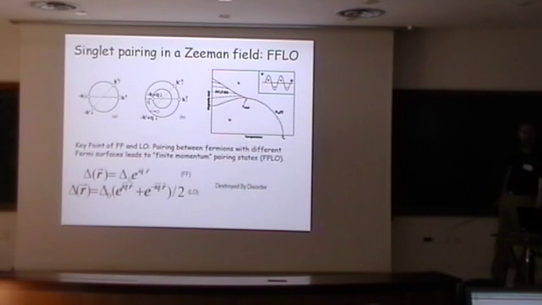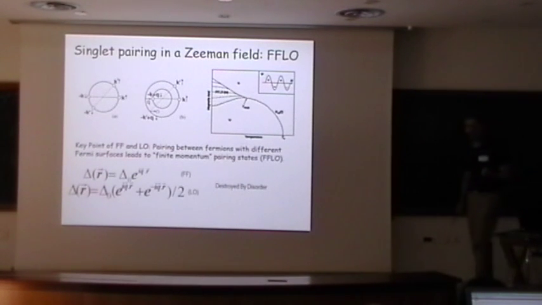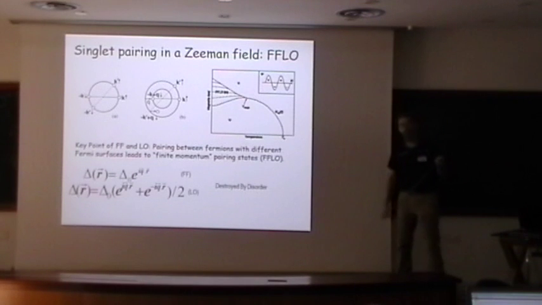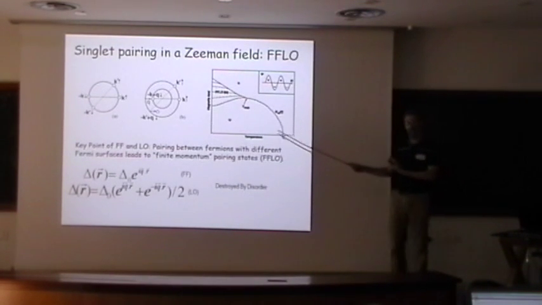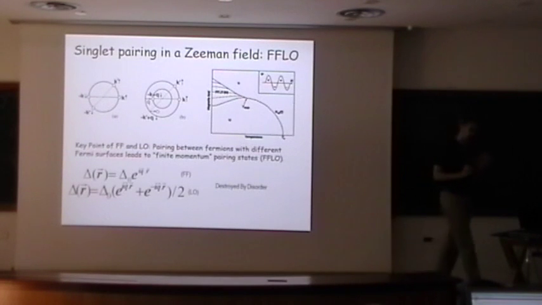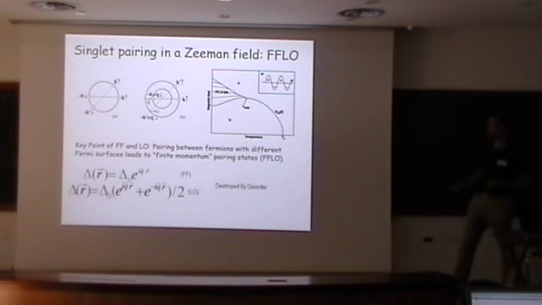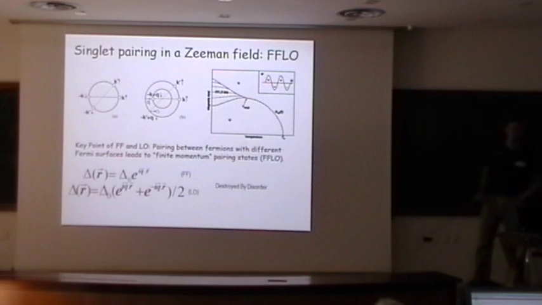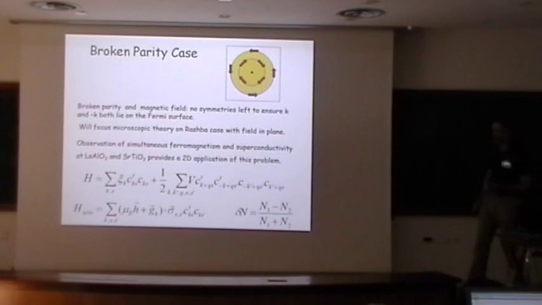Okay, so wait, but it's different, right? Because here you break time reversal, there you don't break time reversal, right? It's qualitatively different still, right? Because here you break time reversal. Yeah, it is different. But the idea of pairing states on two different Fermi surfaces is not necessarily different. But you're right, the symmetries involved are different.